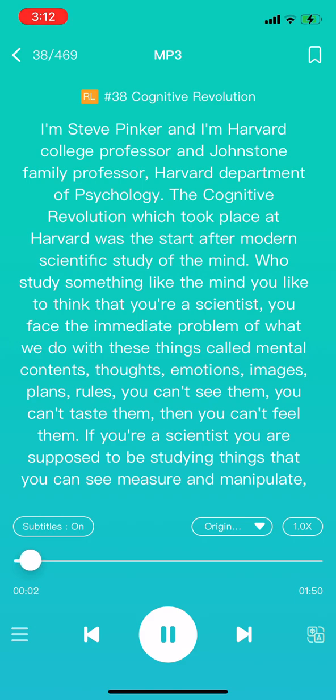I'm Steve Pinker, and I'm a Harvard College professor and John Stone Family Professor here at Harvard in the Department of Psychology. The cognitive revolution, which took place at Harvard, was the start of the modern scientific study of the mind. Because when you study something like the mind, and you like to think that you're a scientist, you're faced with the immediate problem of what do we do with these things called mental contents: thoughts, emotions, images, plans, rules.